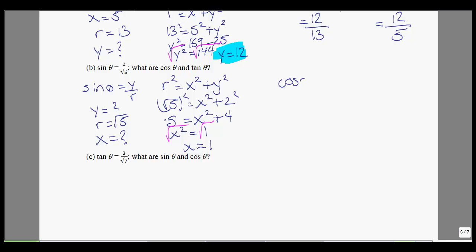So plugging into our cos theta and our tan theta, we find cos theta equals x over r, and tan theta equals y over x. Plugging in, we get 1 over root 5, and then 2 over 1, which just equals 2.